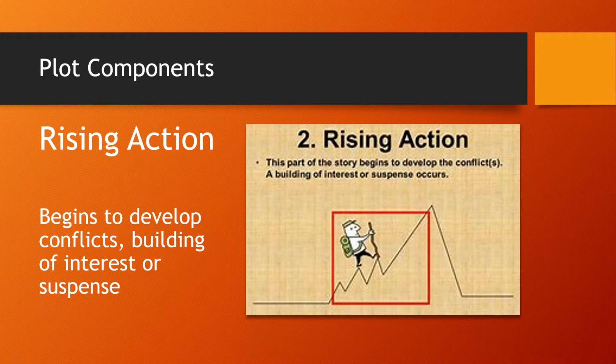The third event would be when pig 3 builds the house out of bricks, and the big bad wolf can't blow the brick house down. So the wolf tries to trick pig number 3 to come out of the house.